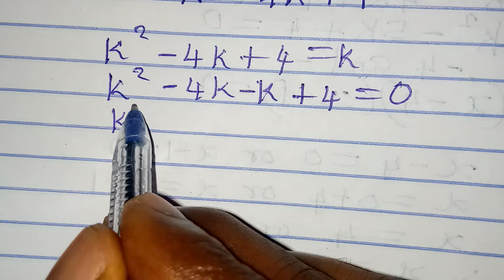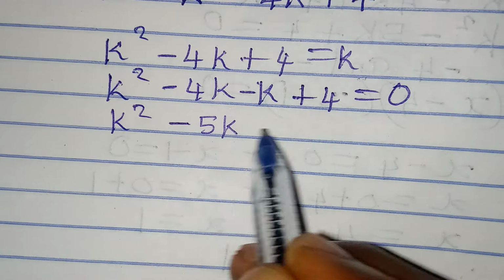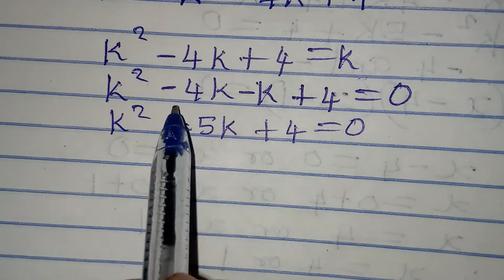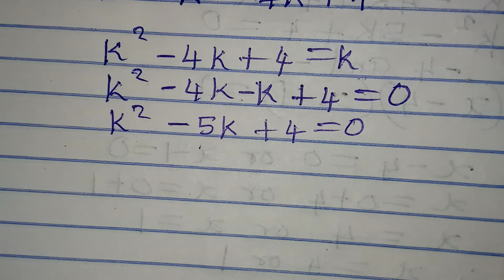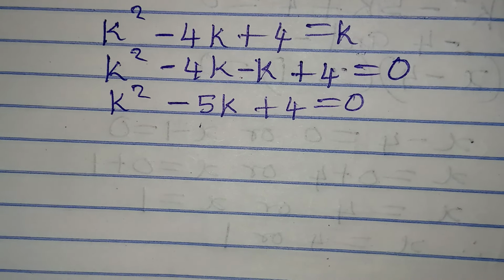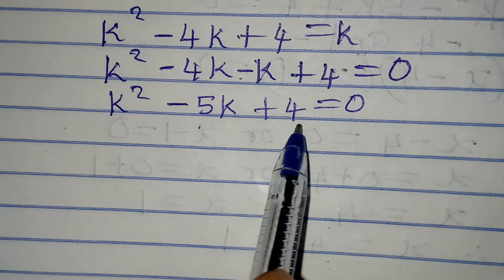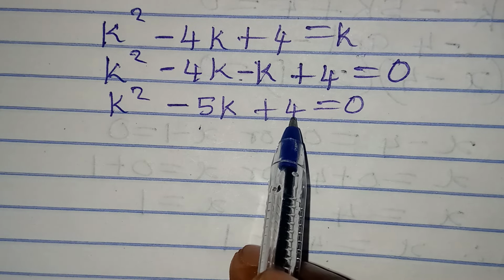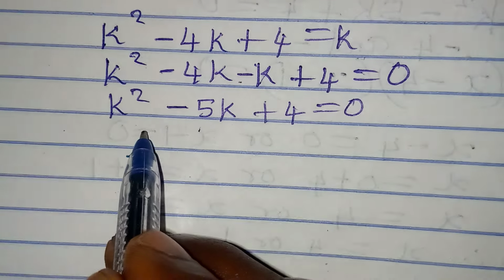k squared minus 5k plus 4 equals 0. Minus 4k minus k will give us minus 5k. The next thing to be done is trying to factorize, because this is a quadratic equation. What two numbers do you multiply to have 4, and then you add the two numbers to have minus 5?